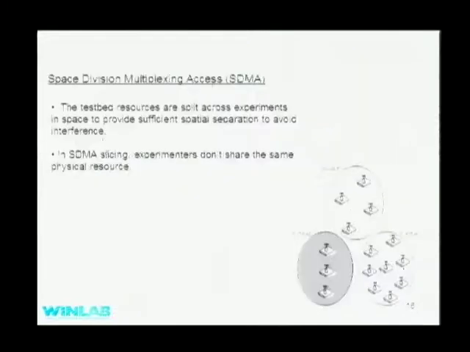And the third approach is SDMA, where you give different experiments different parts of the grid, but you have to ensure enough spatial separation between the nodes so that there is no interference between them. So something like out of the transmission range of other experiments. In SDMA it's more of slicing than virtualization, because the experiments are not sharing the physical nodes, they are just sharing the testbed.